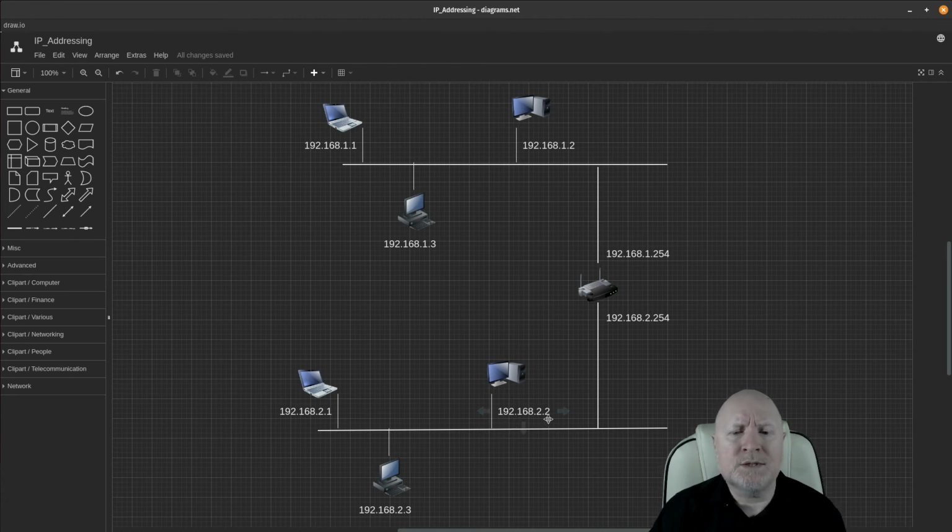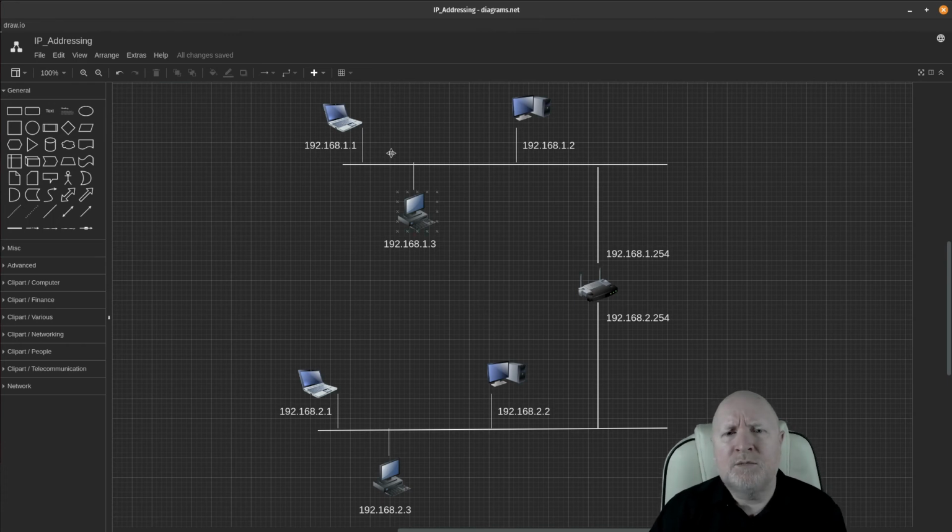Now, on the other hand, if this computer wants to talk to this PC, it'll see the destination is 192.168.2.2. It's going to work out straight away that 192.168.2 is a different network to 192.168.1. So while this laptop here can communicate directly with this PC, for this laptop to reach this PC, it needs some sort of intermediary device, hence the reason for the default gateway.